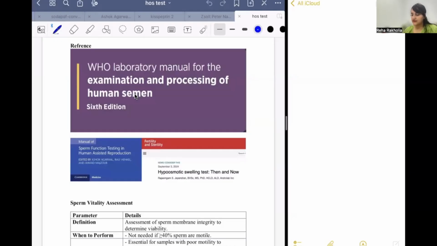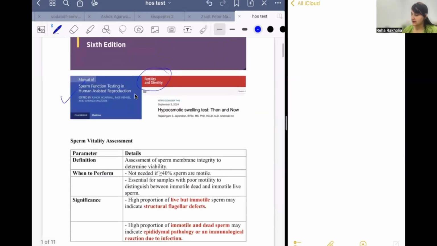See, these are the references: the WHO manual, sperm functional testing by Dr. Ashok Agrawal, and the journal Fertility and Sterility in general. First of all, we are talking about the hypo-osmotic swelling test. But first, we'll discuss sperm vitality assessment.